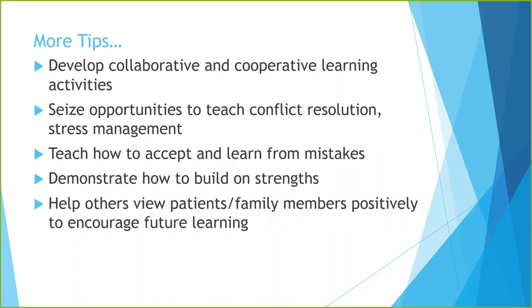Demonstrate how to build on strengths, and help others view family members positively to encourage future learning. So we want those significant others out there to not just always view John as the black sheep or the identified patient. We want them to view John as John, who happened to have made some choices that were not as helpful as other choices he could have made. But those were choices and those are in the past. So let's encourage him to learn how to prevent relapse and live a happy, healthy, sober life.